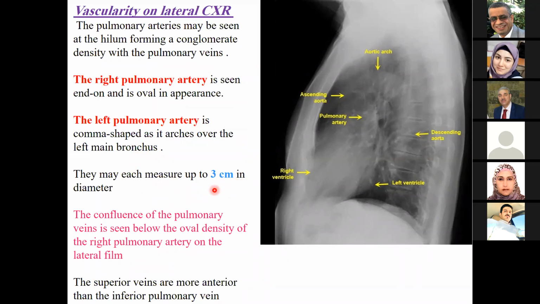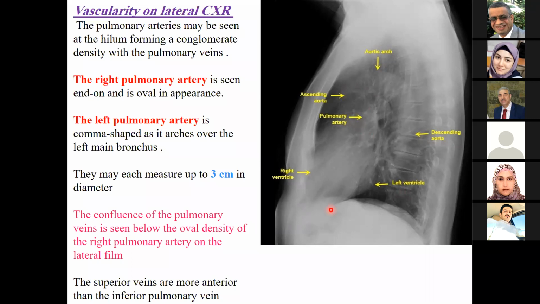The confluence of the pulmonary veins is seen below the oval density of the right pulmonary artery on the lateral film. The superior veins are more anterior than the inferior pulmonary veins. Bilateral X-ray, this is the site of the pulmonary artery. This is the ascending aorta, arch and descending aorta.